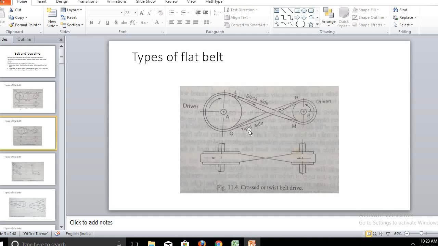Such a type of belt drive arrangement you can generally observe in farming equipment. You observe the rotor arrangement in the farming equipment; you can observe this easily. Such drives are called crossed or twist belt drives. Their shafts are also parallel, but the directions of the two pulleys are opposite. So such a type is called a crossed belt drive or twist belt drive.